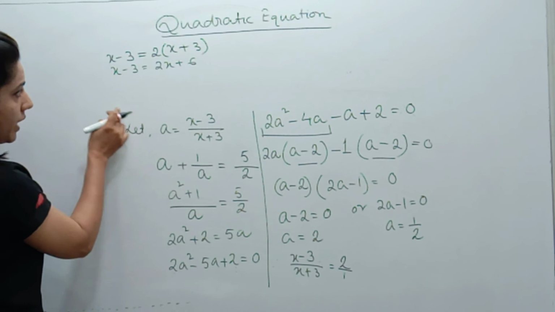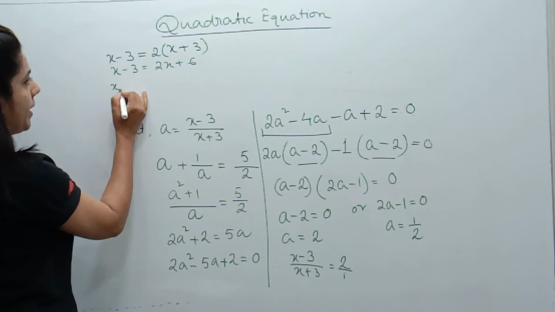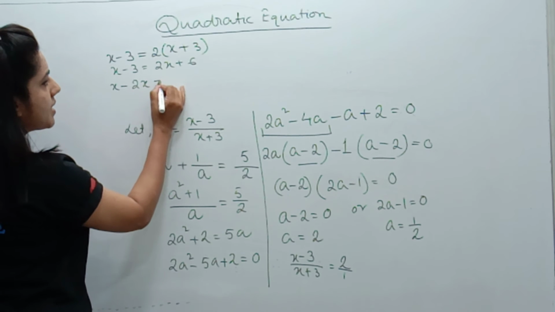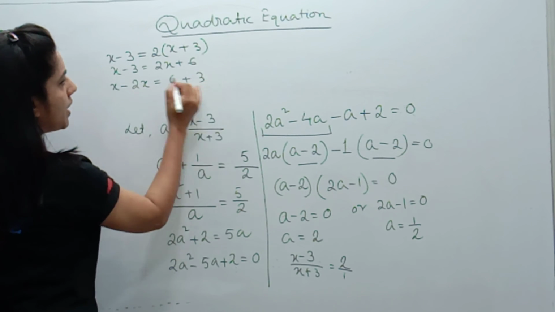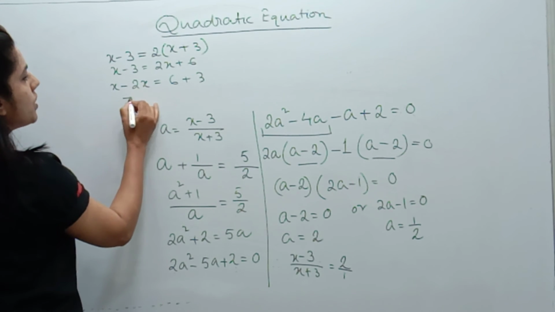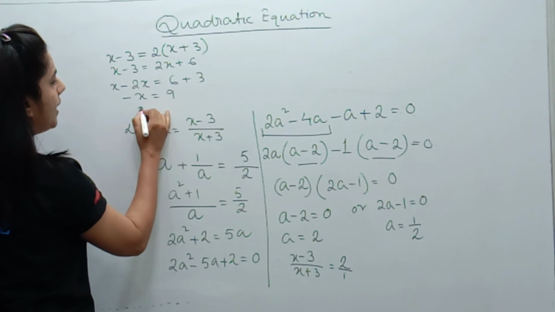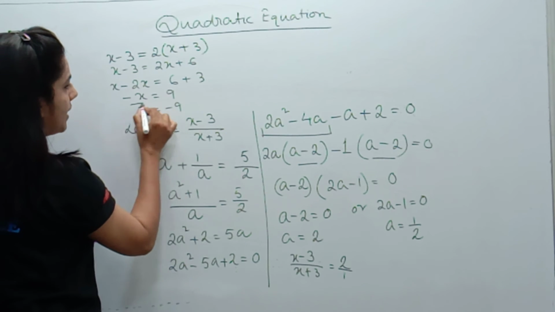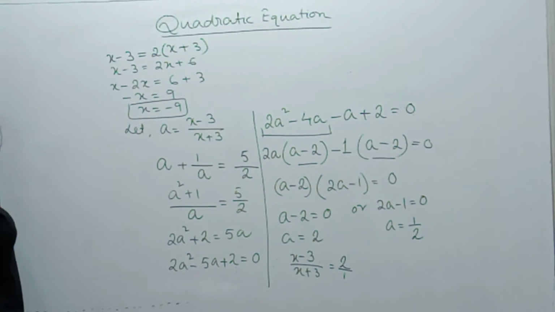Get the x quantities on the same side. So it will be x minus 2x is equal to 6 plus 3. I sent 2x that side. So this is minus x is equal to 9, or x is equal to minus 9. This is one of the values of x.